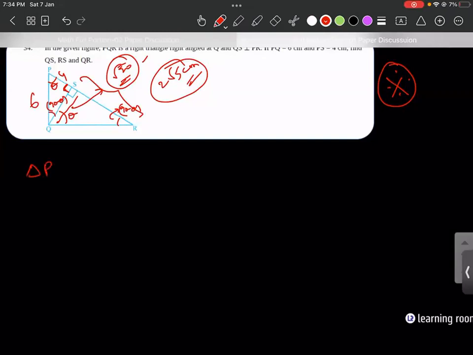So from triangle PSQ, what is sine theta? See, in the solution given, they have done it using similarities, but I'm just teaching you an alternate way that will actually save a lot of time. Sine theta is actually QS divided by PQ. Guys, am I clear with this? This is from triangle PSQ.